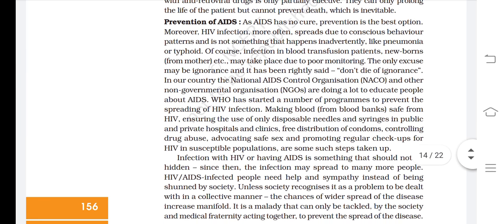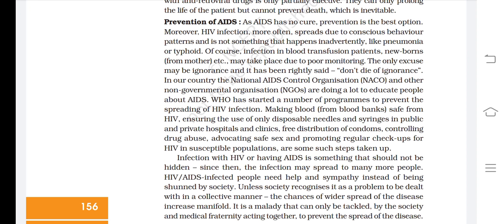Prevention of AIDS. As AIDS has no cure, prevention is the best option. Moreover, HIV infection more often spreads due to conscious behavior patterns and is not something that happens inadvertently, like pneumonia or typhoid. Of course, infection in blood transfusion patients, newborns, etc., may take place due to poor monitoring. The other excuse may be ignorance, and it has been rightly said, don't die of ignorance.